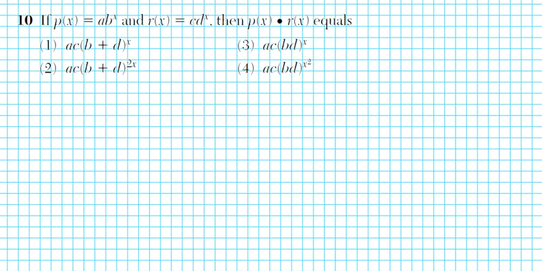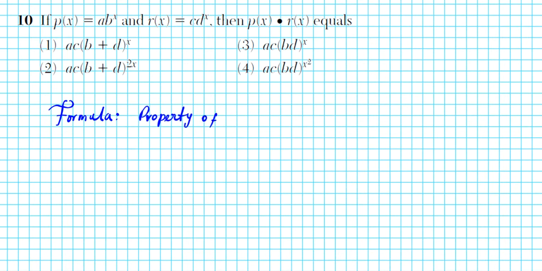All right, let's take a look at question number 10. It reads, if p of x is equal to a times b to the x and r of x is equal to c times d to the x, then p of x times r of x equals. Now there is a property of exponents that we didn't touch on in the previous problem that we are going to be using today. We didn't touch on it when we were doing problem number 7, and that is the product of powers property of exponents.